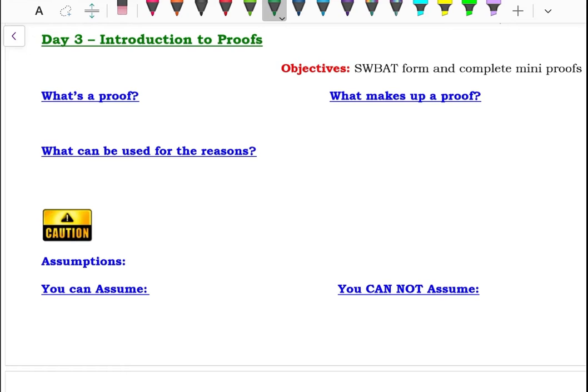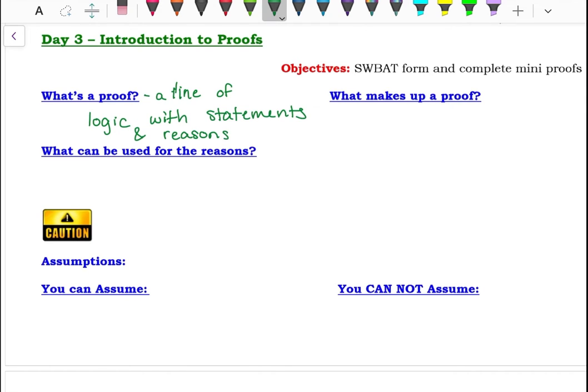So first, what is a proof? A proof is a line of logic with statements and reasons. Basically, you are showing one thing is true using statements and reasons, and making a line of thinking given to prove something is true.